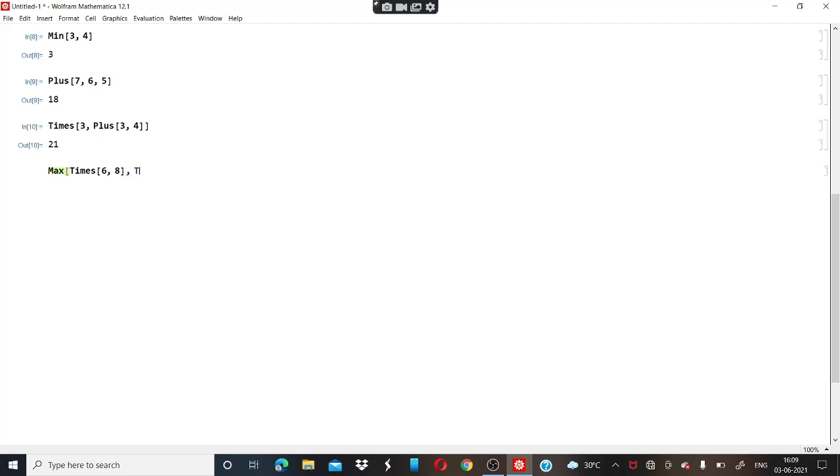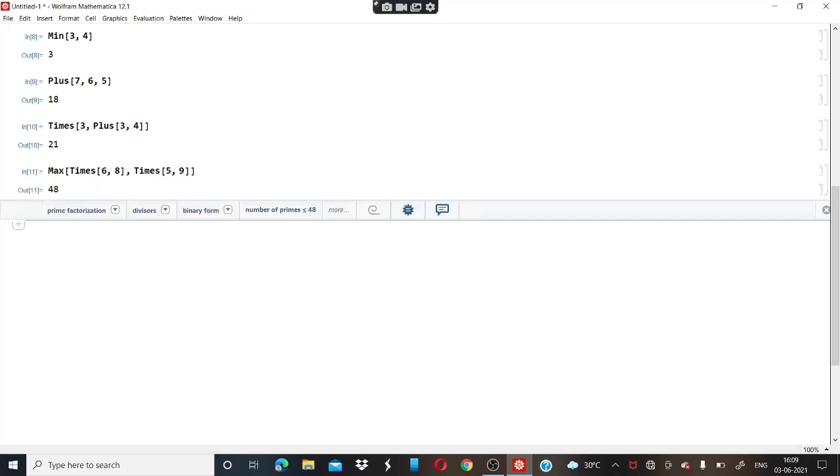and another operation is multiplication of 5 and 9. So again we will write 5 comma 9, then we will close the bracket and press shift and enter, and it will give us the result as 48. You can also check it in your notebook when you calculate this.